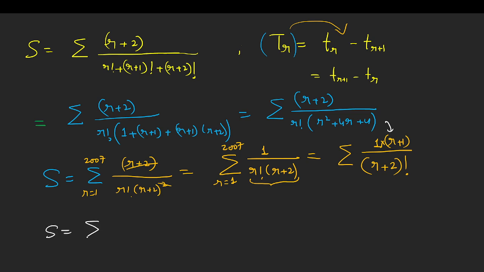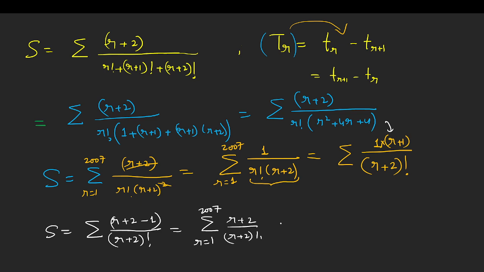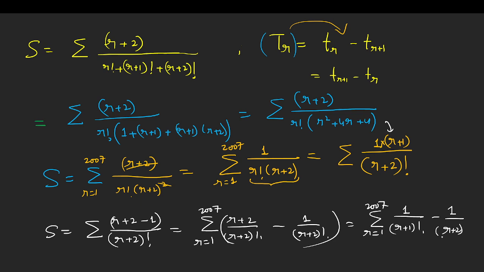So S is nothing but the summation. Now I'll write it as r plus 2, adding 1 and subtracting 1. I think all of you now get the idea what I am up to here. So r is equal to 1 to 2007, (r plus 2) over (r plus 2) factorial minus 1 upon (r plus 2) factorial. All of you agree now, bachcho? So it's r goes from 1 to 2007, and this is 1 upon (r plus 1) factorial minus 1 upon (r plus 2) factorial. Isn't that the difference of two consecutive terms? I think it is, na bachcho? So that's the difference of two consecutive terms which we get here.